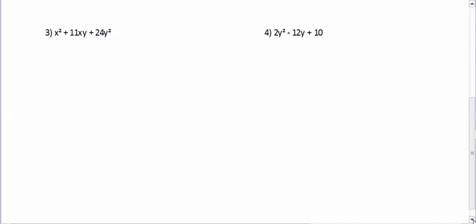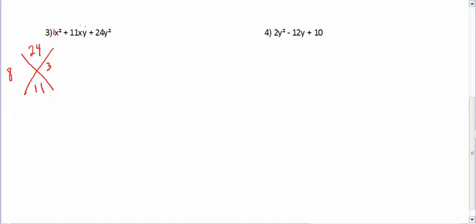And again, we need to do the x in the box. Why? Because there's two different variables. So I'm going to do my x. So again, it's an invisible 1. 1 times 24 is 24. Add together to give me 11. So two numbers that will multiply together to give me 24, but add together to give me 11.